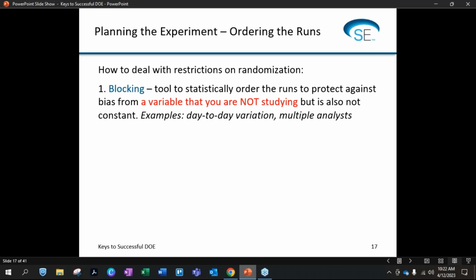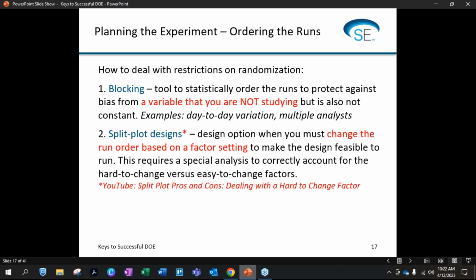Okay, so that is something. It does not work to do blocking afterwards. If you see, oh yeah, I had to run this design over 2 days, I'm going to go back and put a block on it. Well, that isn't statistical blocking. That's just reordering your runs and trying to pull something out of it, but it's not statistically sound.